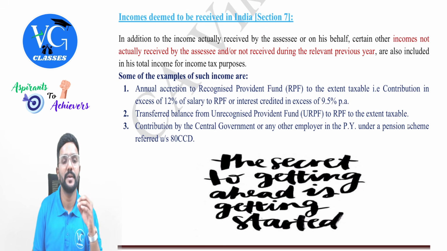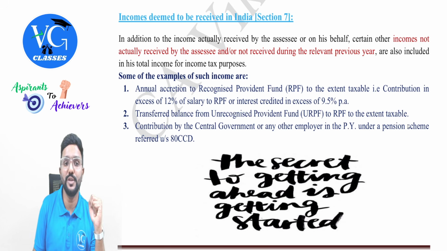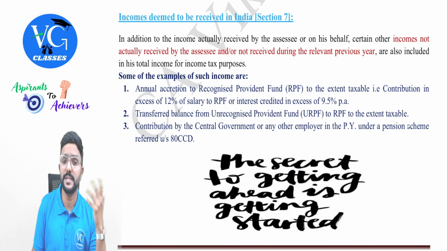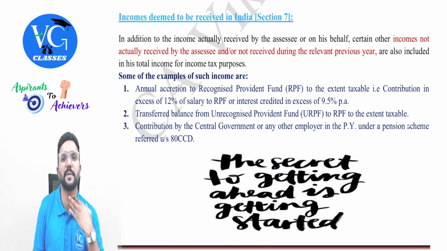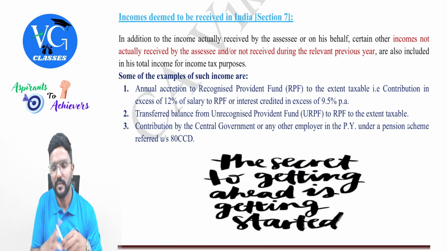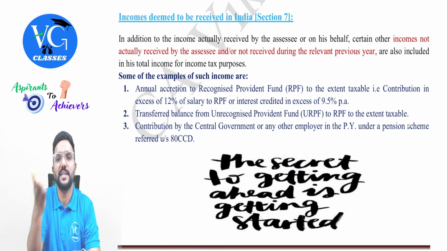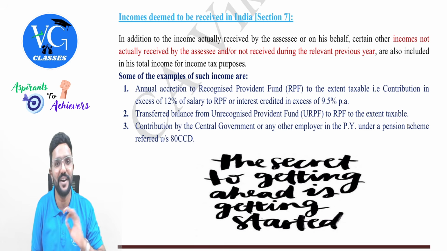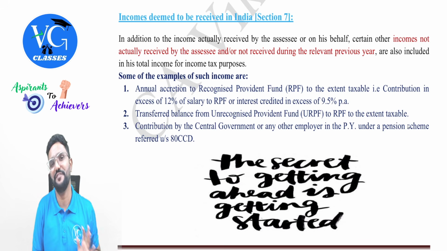So what is it is given in section 7. We'll quickly see it. In addition to the income actually received by the assessee or on his behalf, certain other incomes not actually received by the assessee and not received during the relevant previous year are also included in his total income for income tax purpose. Sir, why is it? Is it unfair, sir? Even though he has not received, we are considering this as income. Yes, he has not received it, but he is the ultimate beneficiary, guys.